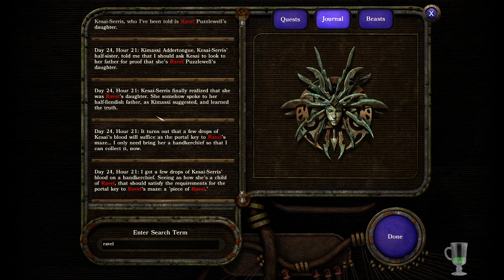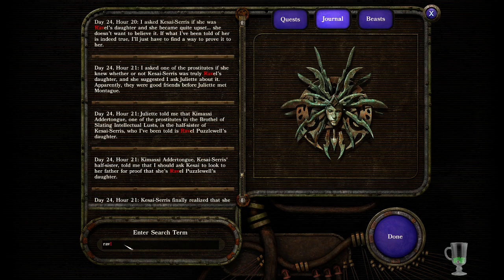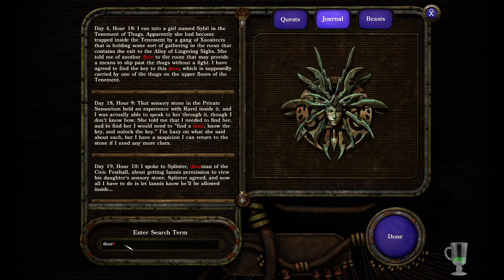Finally realized that she was Ravel's daughter. She somehow spoke to her half-fiendish father as Kim suggested and learned the truth. I got a few drops of Kisai Saris's blood on a handkerchief. Seeing as how she's a child of Ravel, that should satisfy the requirements for the portal key to Ravel's maze. A piece of Ravel. Okay. Door.